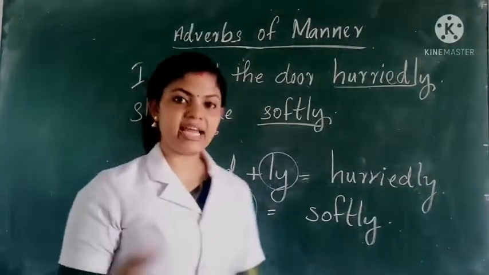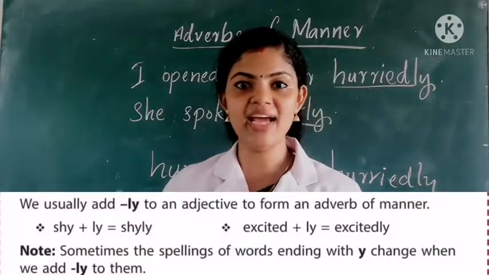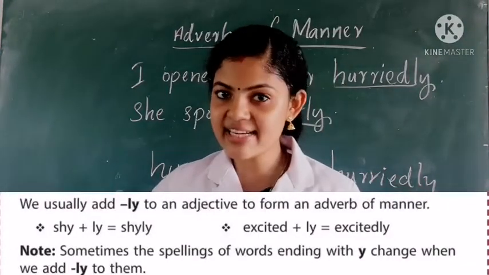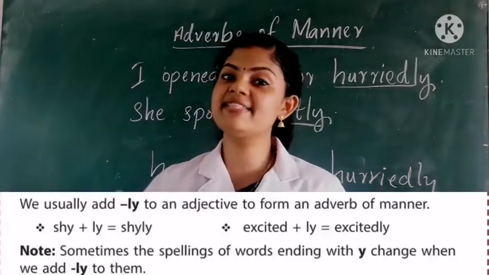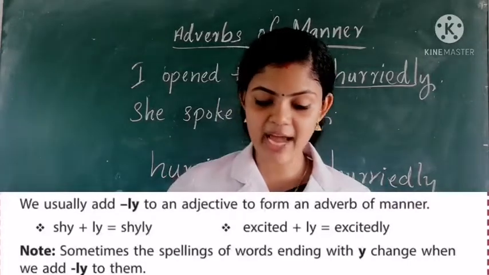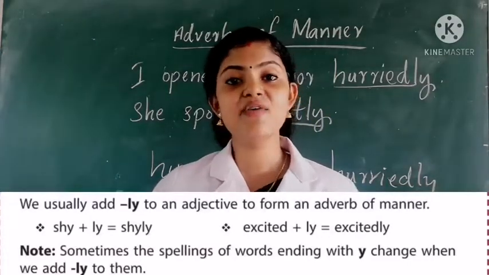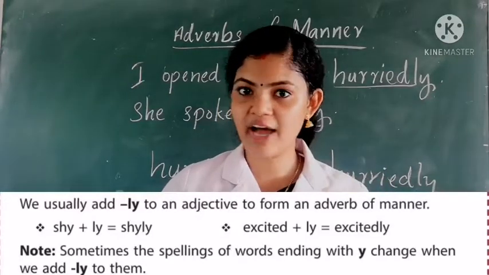You can see other examples from the same textbook. Shy plus ly, shyly. Excited plus ly, excitedly. See children, sometimes the spellings of words ending with y change when we add ly to them.